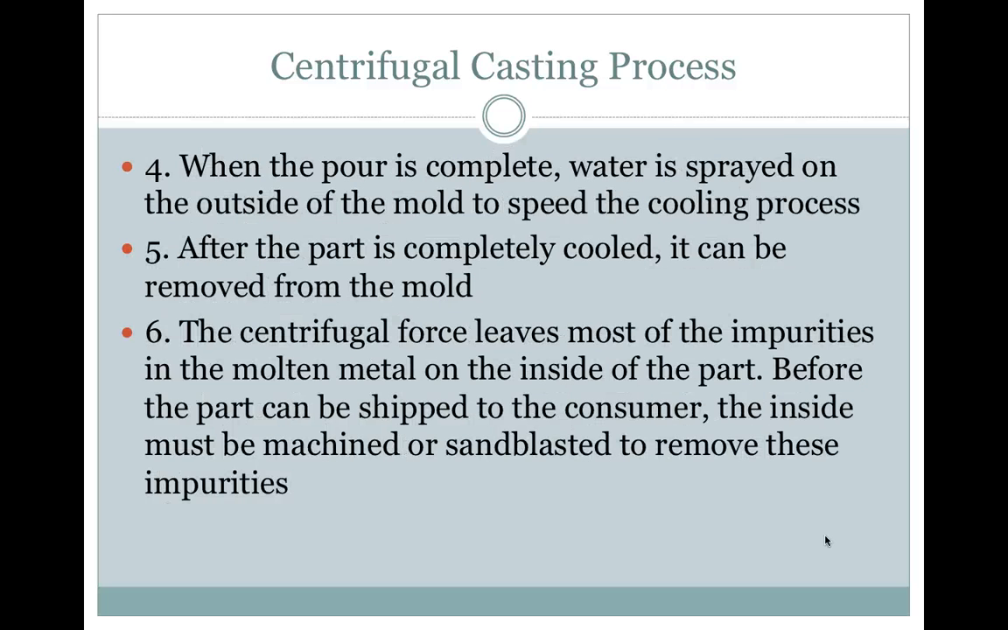Step 4. When the pour is complete, water is sprayed on the outside of the mold to speed the cooling process. After the part is completely cooled, it can be removed from the mold. Step 6. The centrifugal force leaves most of the impurities and the molten metal on the inside of the part. Before the part can be shipped to the consumer, the inside must be machined or sandblasted to remove these impurities.